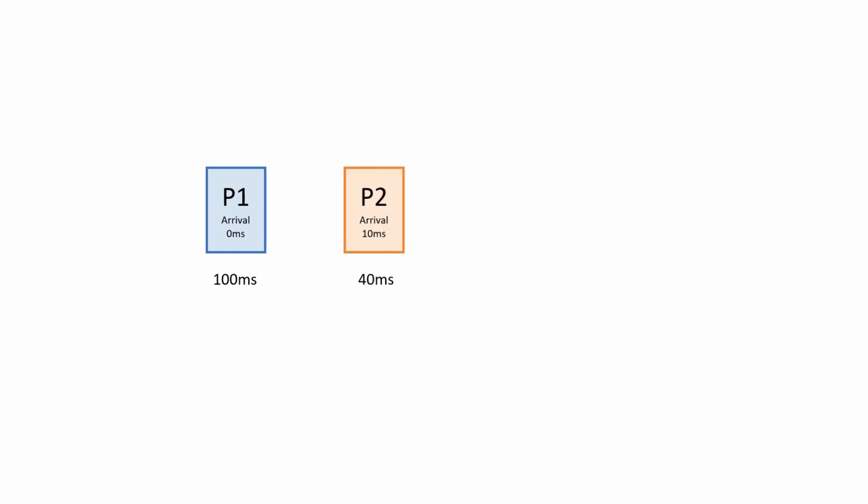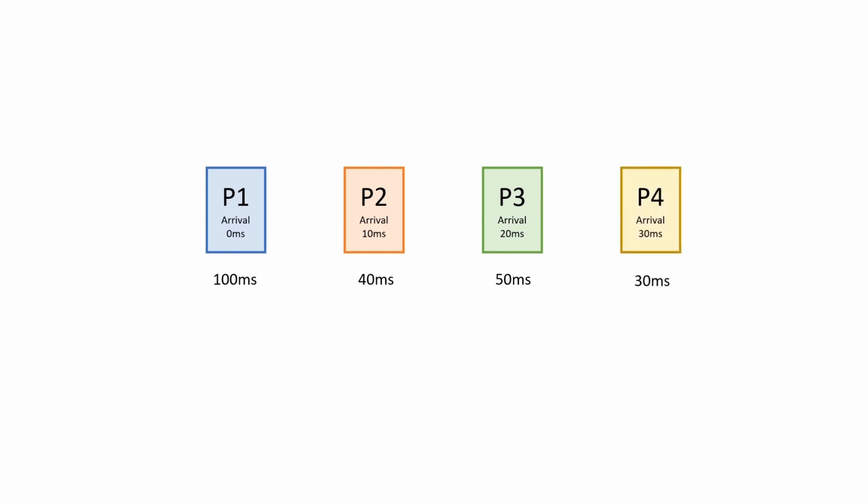So let's do a little example. Given a system with the following processes: process P1 with the arrival time of 0 milliseconds and a CPU burst of 100 milliseconds. The CPU burst is the time needed to complete a task. Process P2 with the arrival at 10 milliseconds and a CPU burst of 40 milliseconds. Process P3 with the arrival time at 20 milliseconds and a CPU burst of 50 milliseconds. And finally process P4 with the arrival time at 30 milliseconds and a CPU burst of 30 milliseconds.